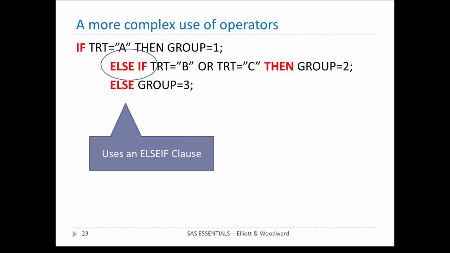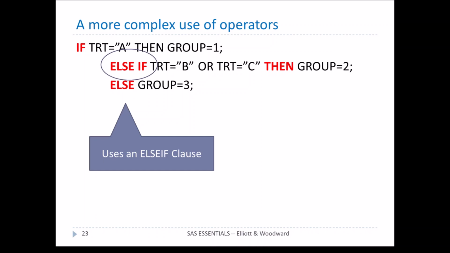If their treatment is coded as A, then they're going to be in group 1. If their treatment is coded as B or C, then they're going to be assigned to group 2. Otherwise, if they're neither A, B, or C, they're assigned to group 3. So this else if comes in handy too.